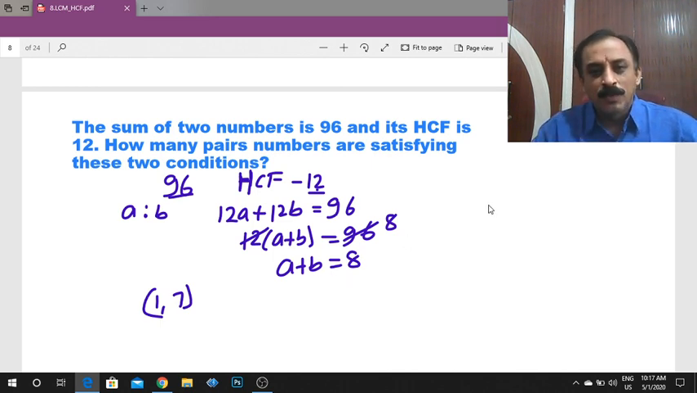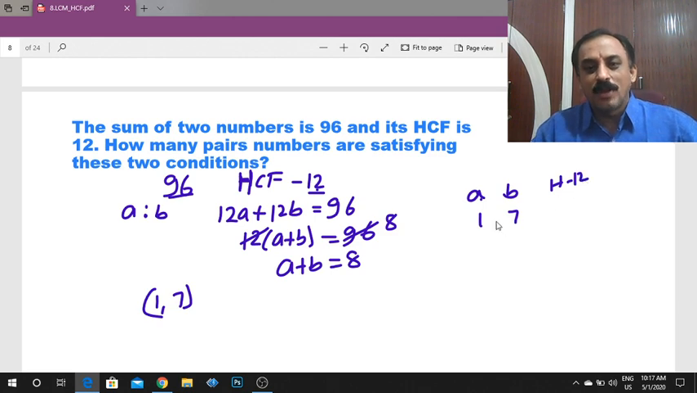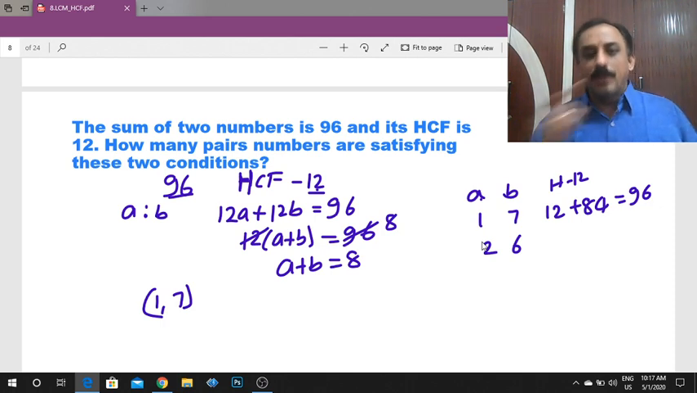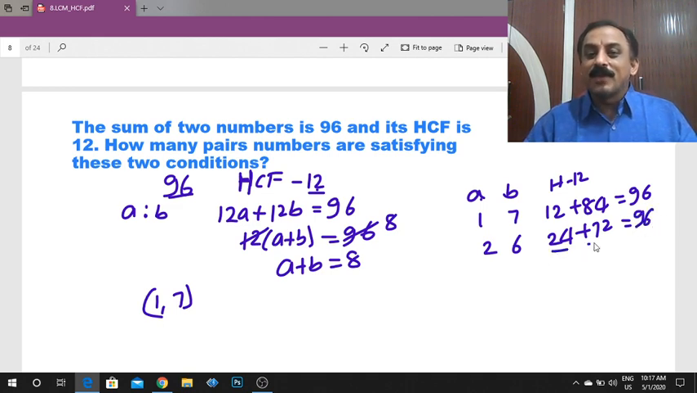For example, let it be A and B with ratio 1 is to 7, HCF is 12. The first number is 12 into 1, 12, the second number is 12 into 7, 84. According to the question, the sum of these two numbers is 96 and its HCF is 12, so it is one pair. Now if we take A value 2, B value 6, the numbers are 12 into 2, 24, and 12 into 6, 72. What is 24 plus 72? 96. But its HCF is not 12.